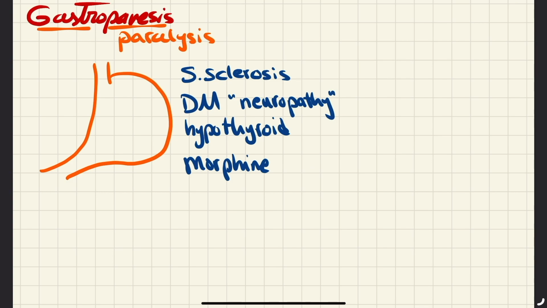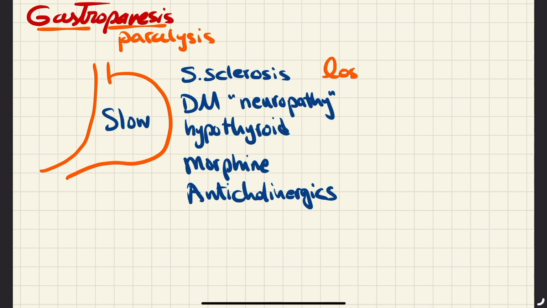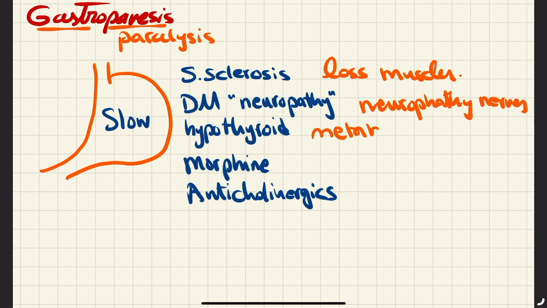I want you to remember that we have change in structures. In systemic sclerosis, we lose the muscular layer, we have fibrous tissue instead, and this is the reason behind the slowing. In diabetes mellitus, we have the neuropathy, so it's a neuron issue. So first we have muscle issue, second we have a neuron issue. For the hypothyroidism, we have a metabolic issue, and for the morphine and anticholinergic, it's a medication effect causing the slowing emptying of the stomach.